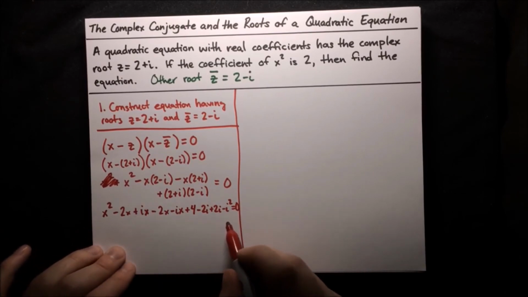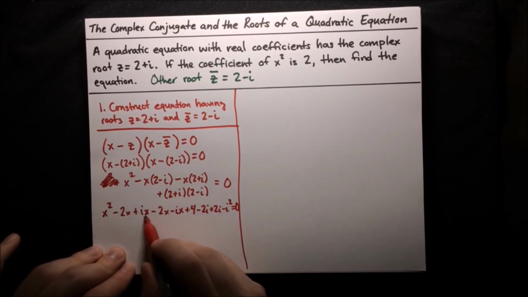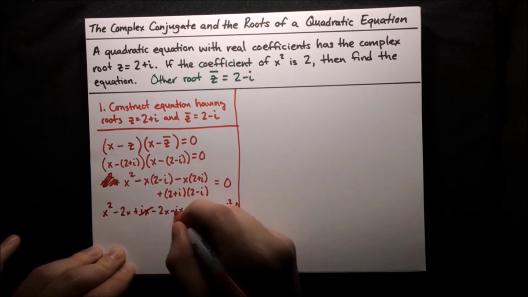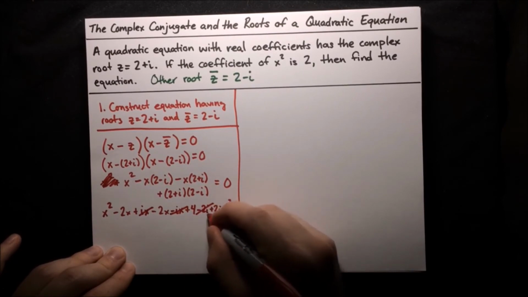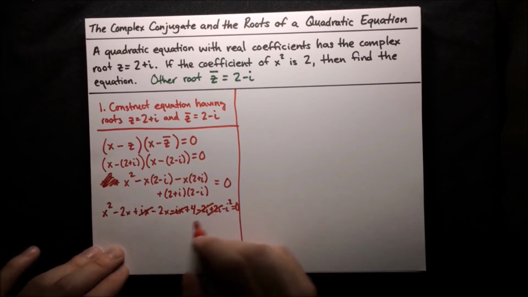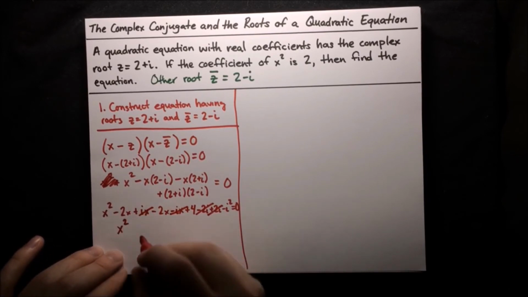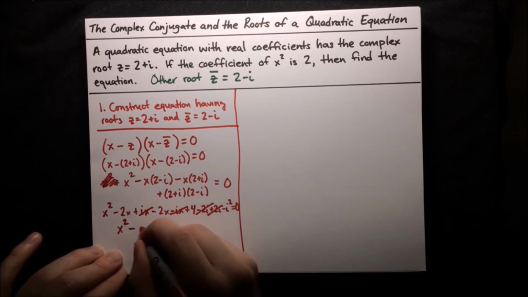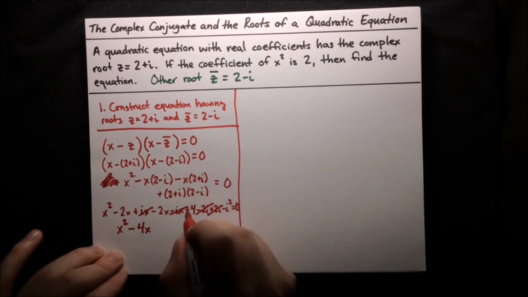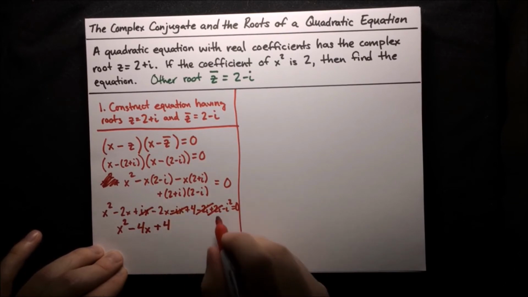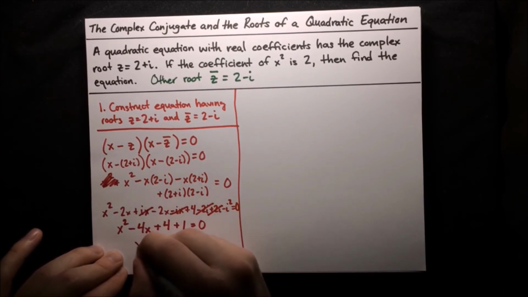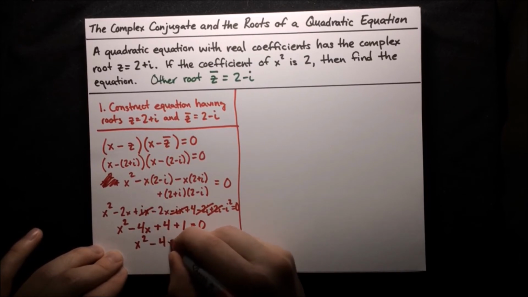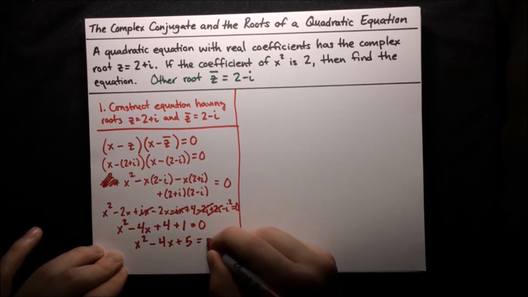Alright, let's continue simplifying. So let's see if anything cancels out maybe. So this ix can cancel with the negative ix here, and the minus 2i can cancel with the plus 2i here. And now let's just group up what we have. So we have x squared, then minus 2x makes minus 4x, then plus 4, and then minus i squared, so minus of negative 1, so that's really just plus 1 is equal to 0. So that's x squared minus 4x plus 5 is equal to 0.